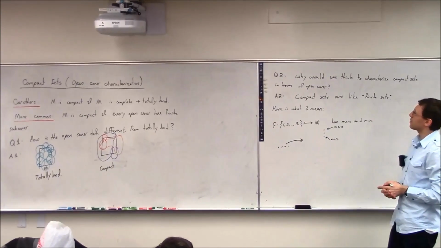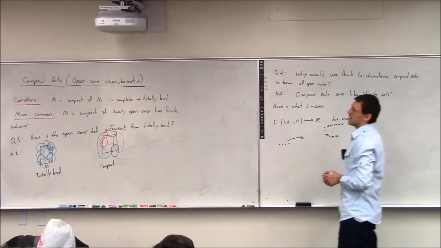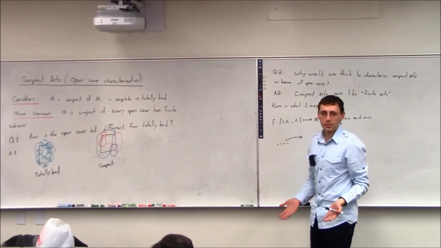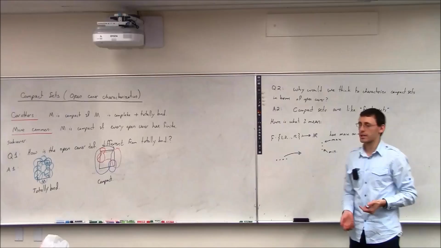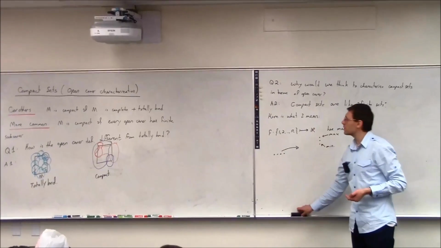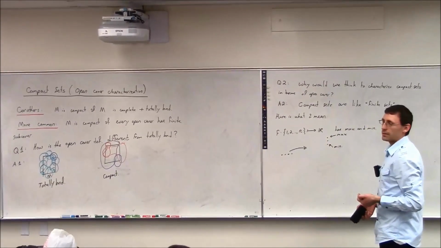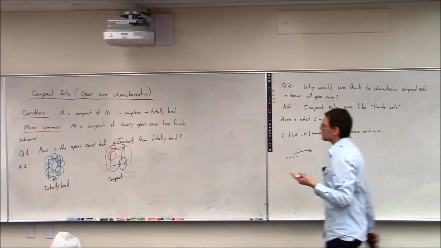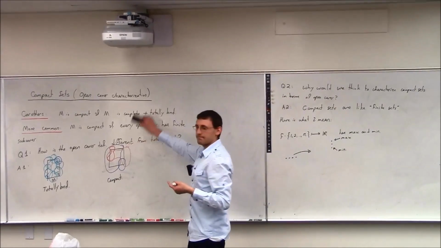So when you are trying to consider which sets have this property, that every continuous function has a maximum and a minimum over that set, then you can try to understand this in terms of open covers. So here is, may I erase this? Yeah.